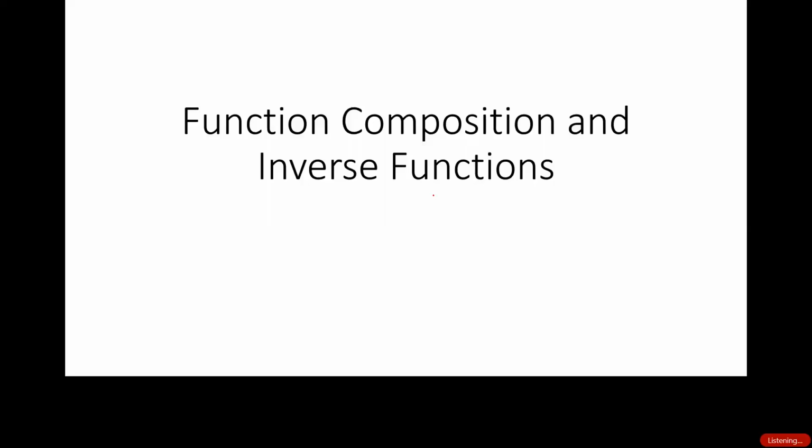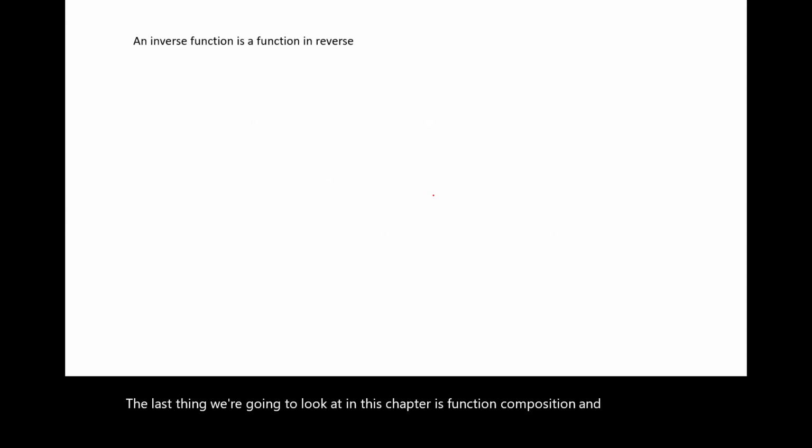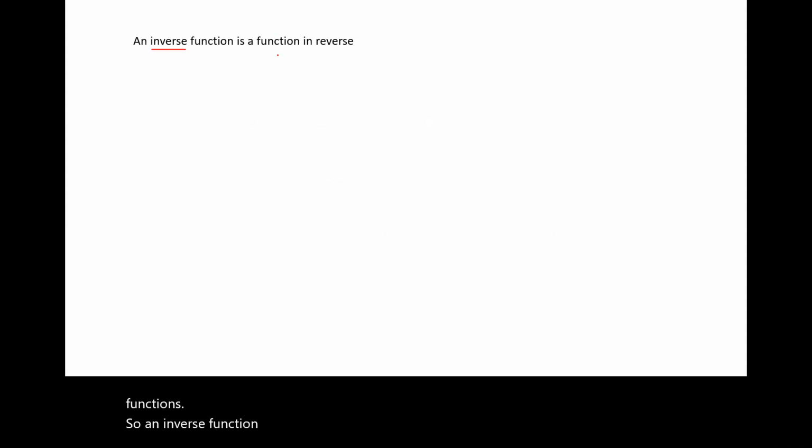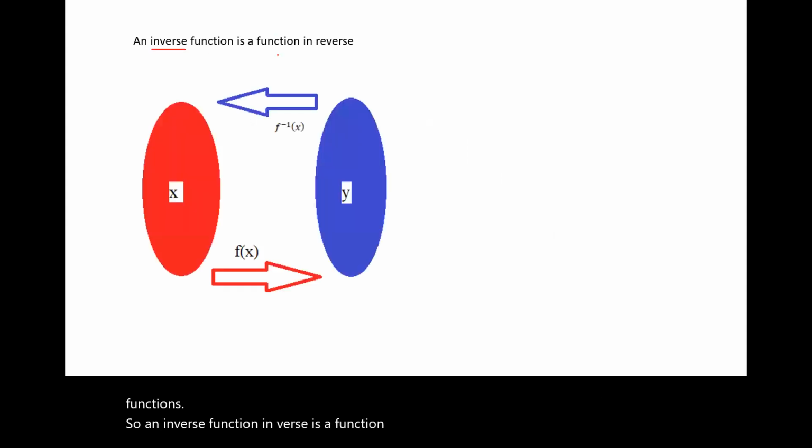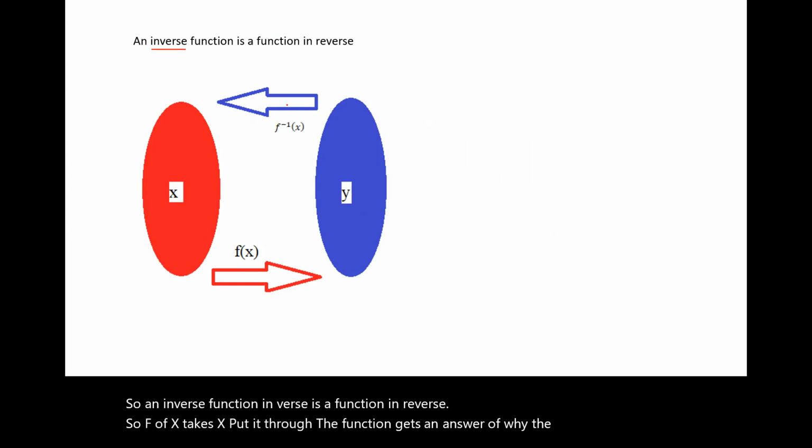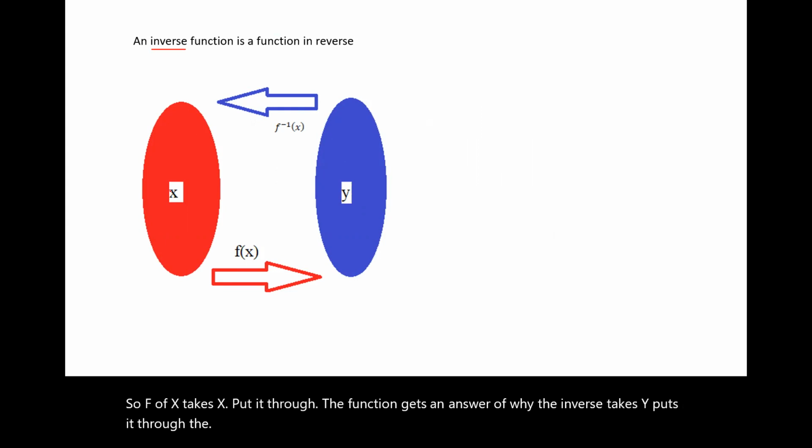The last thing we're going to look at in this chapter is function composition and inverse functions. An inverse is a function in reverse. So f of x takes x, puts it through the function, and gets an answer of y. The inverse takes y, puts it through the inverse, and gets you back to where you started. So it undoes what the function did.